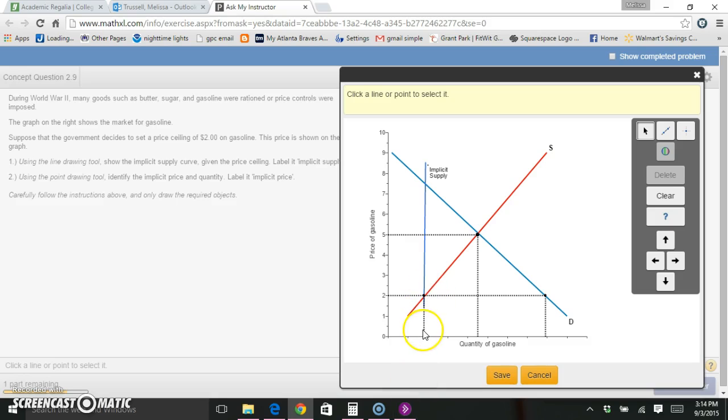So what is the quantity supplied, on up to the demand curve, just so we can see the next thing it wants us to label, which is the implicit price. So how much are people actually going to be willing to pay? It's going to be on this dot right here, where that implicit supply curve crosses the demand curve. I'll slide it over slightly so that it's just right.